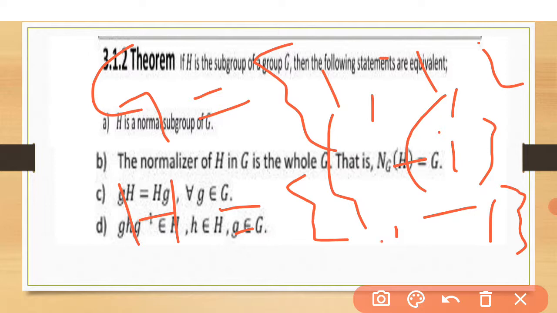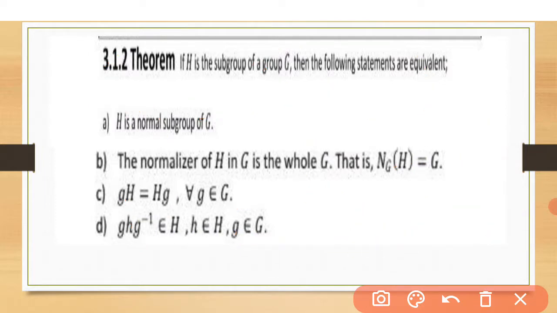We take every element from G and commute with H. Those elements which commute with the whole H are called the normalizer. So if the whole group G is the normalizer, then the normalizer of H in G is equal to the complete G.